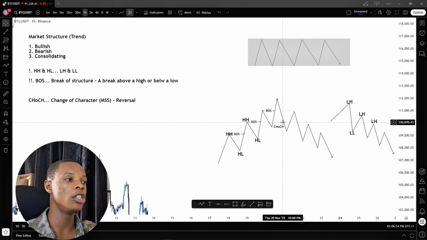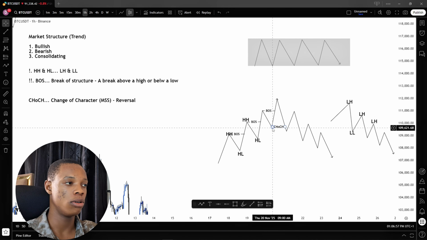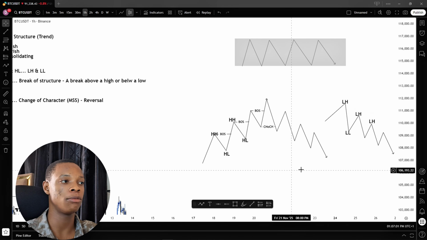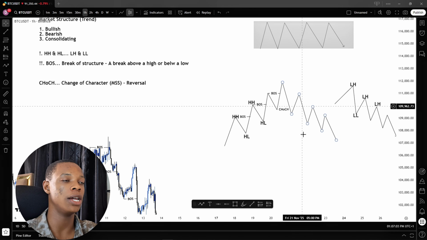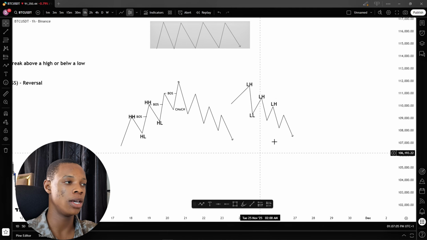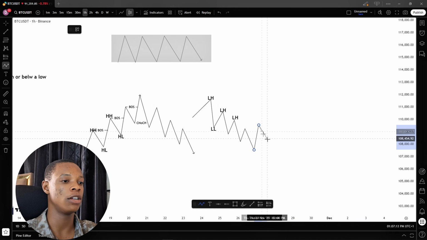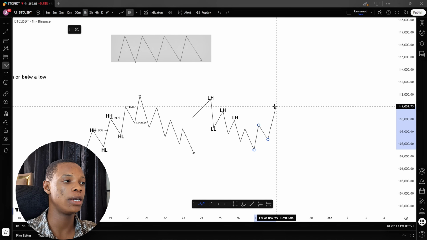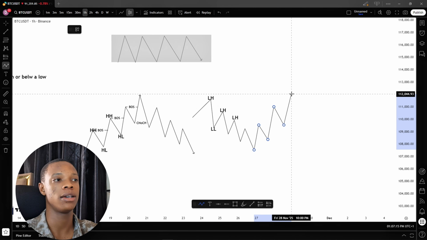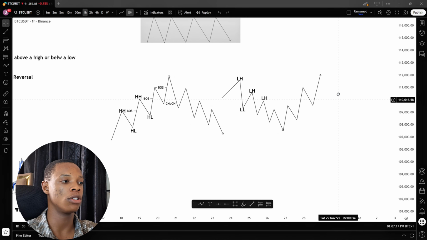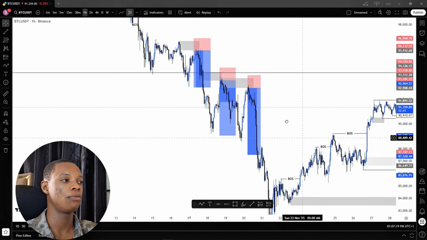Now, it's still a break of structure because it's a low that was broken past. But since it's the first time it's doing it, since it has been going up, it's the first time it's doing it to the downside. That's a change of character. Then in the buy case, it has been breaking to the downside. For the first time now it broke to the upside, that's a change of character, signifying that this market is very likely going to start buying if it was going down. Let me show you an example.